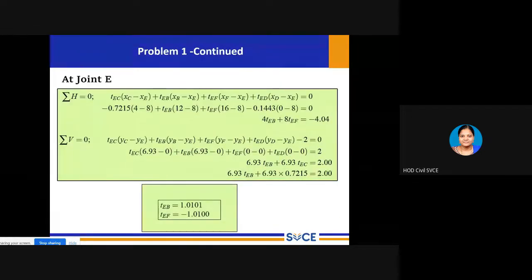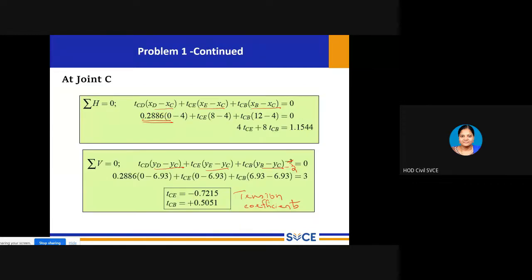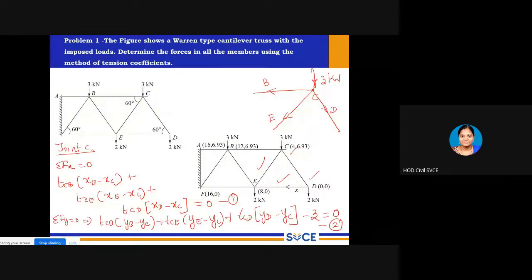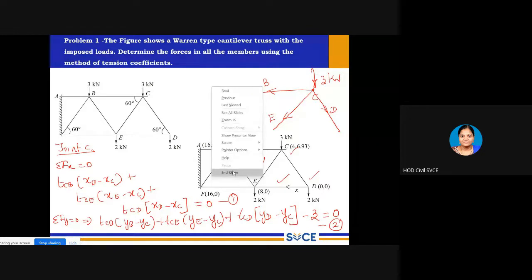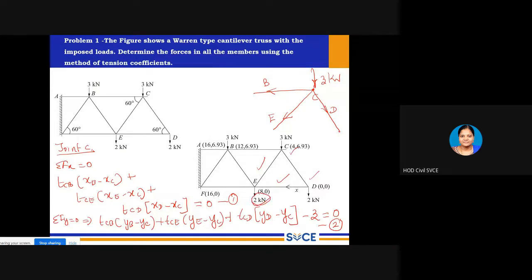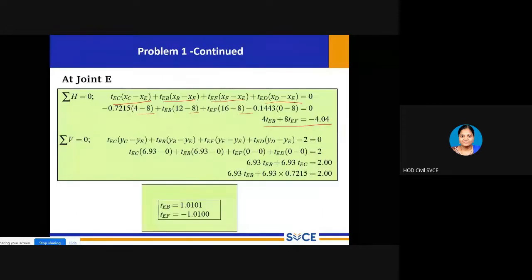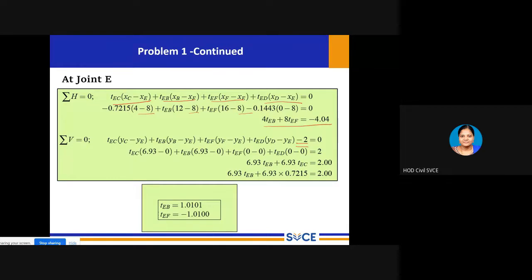Okay, so this is the joint E. Again they have applied the equilibrium equation. Since we have four members, we are getting four terms like this, TEC, TEB, TEF and TED. And again, we are substituting the X coordinates, and we are getting this equation. Whereas coming to the Y direction, you have to note that you have an external force of 2 kilonewton at the joint E. That you have to consider. Other than that, it's very simple. After solving that, you'll be getting the tension coefficients TEB and TEF.